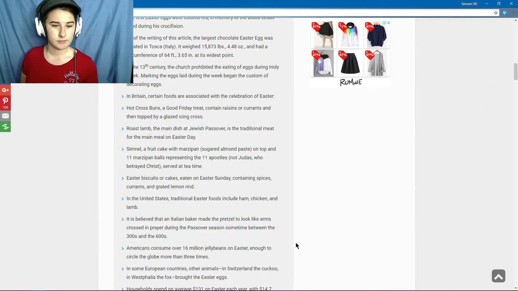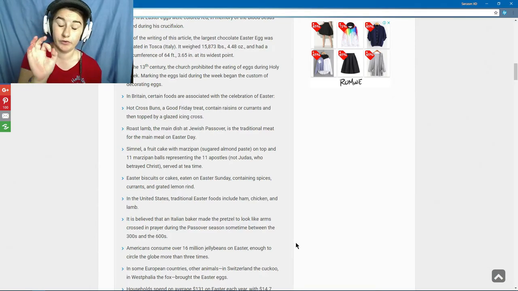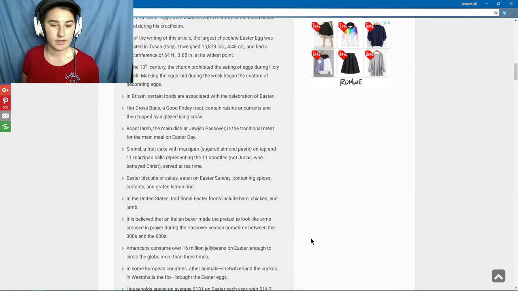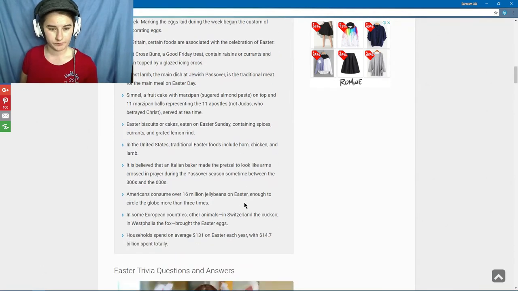Simnel cake, a fruit cake with marzipan, sugared almond paste, which is really, really good, on top and 11 marzipan balls representing the 11 apostles, not Judas, who betrayed Christ, served at tea. Ooh, that sounds good. So let's keep going with the facts. Easter biscuits or cakes eaten on Easter Sunday contain spices, currants, and grated lemon rind, which is true. In the United States, the traditional Easter food includes ham, chicken, and lamb. Okay, did not know that.